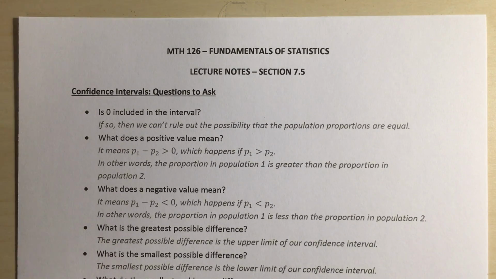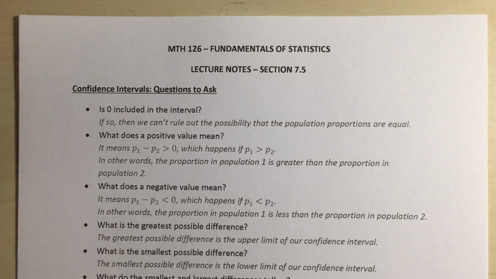So, questions that we want to ask as we're looking at these confidence intervals for our differences. Is 0 included in the interval? If 0 is included in the interval, then we cannot rule out the possibility that the population proportions are equal, or the same. What does it mean if we have positive values or negative values? We get a positive value if P1 is greater than P2, so the proportion in population 1 is greater than the proportion in population 2. If we get a negative value, P1 is less than P2, so the proportion in population 1 is less than the proportion in population 2.